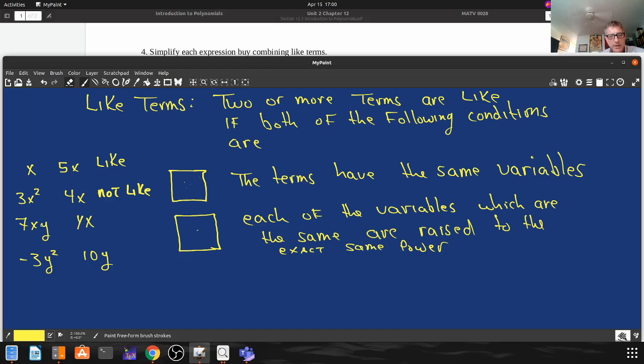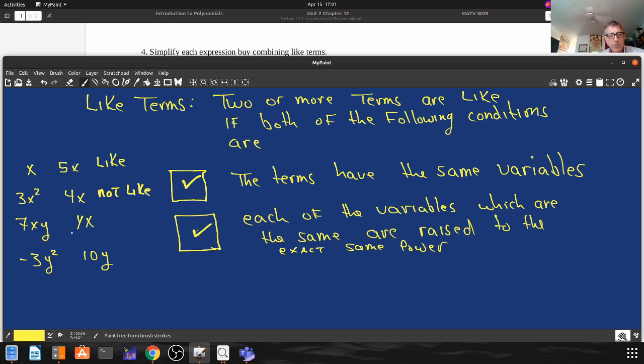Do it again. 7xy and yx. This is a good example. The terms have the same variables? Yeah, they have xy and yx. They have the same variables. It doesn't say anything about having them in the same order. It just says, do they have the same variables? This is a term in the variables x and y. This is a term in the variables y and x, which is the same as x and y. Are each of the variables raised to the exact same power? Well, the x term is raised to the first power, and the y term is raised to the first power. So those are like terms.